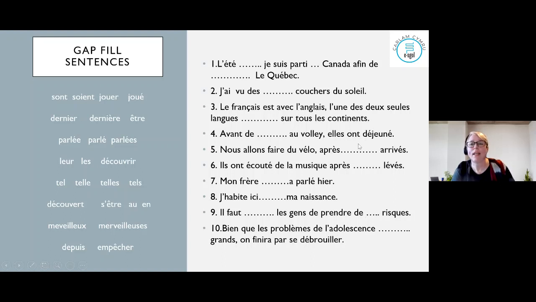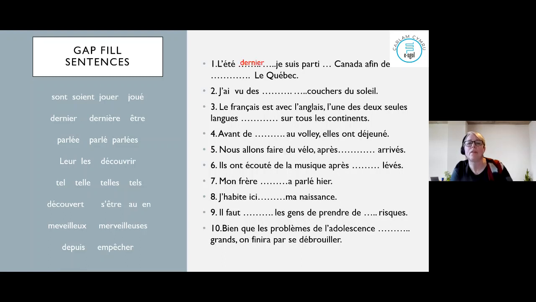So, having a little think. Numéro 2, for example. Des coucher du soleil. Because we've got a gap before the noun here, do we think there's going to be maybe an adjective? I'm going to move on the slide and start looking through each word here.